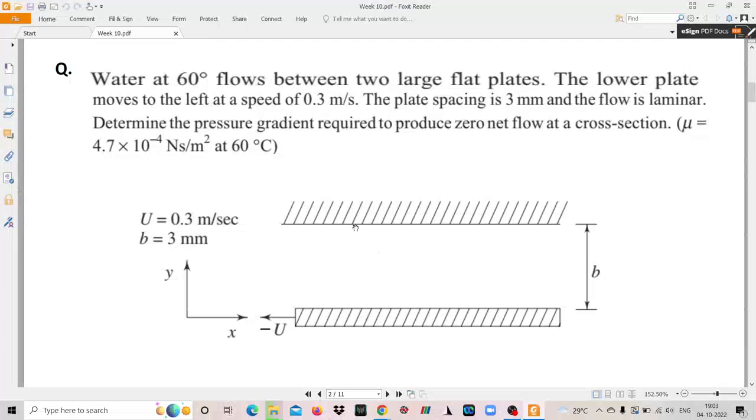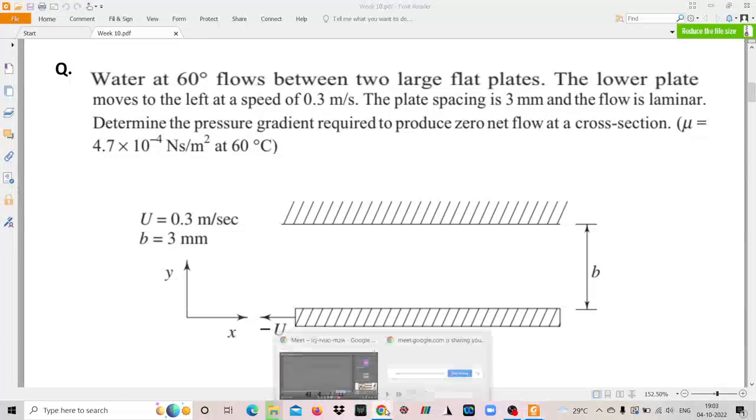So what is the situation? There are two large flat plates. This is the top flat plate, this is the bottom flat plate. At a temperature of 60 degrees Celsius, water flows between these two plates. The bottom plate is moving towards the left at a speed of 0.3 meter per second. The gap between the two plates is 3 mm, and it is given in the question that the flow is laminar.